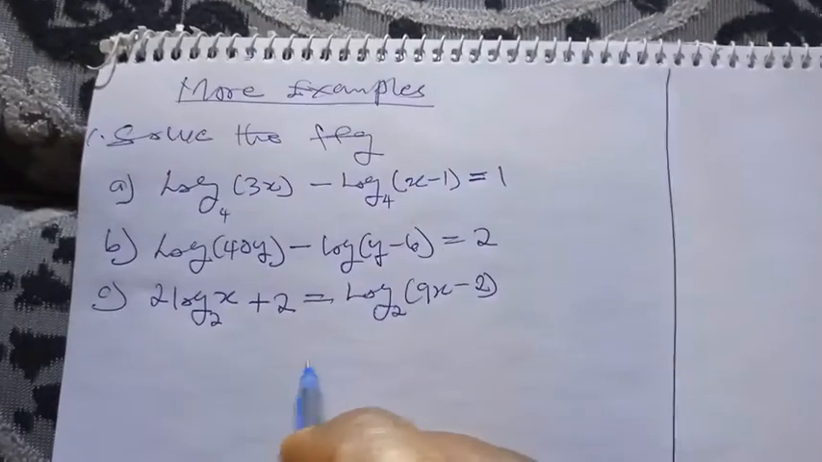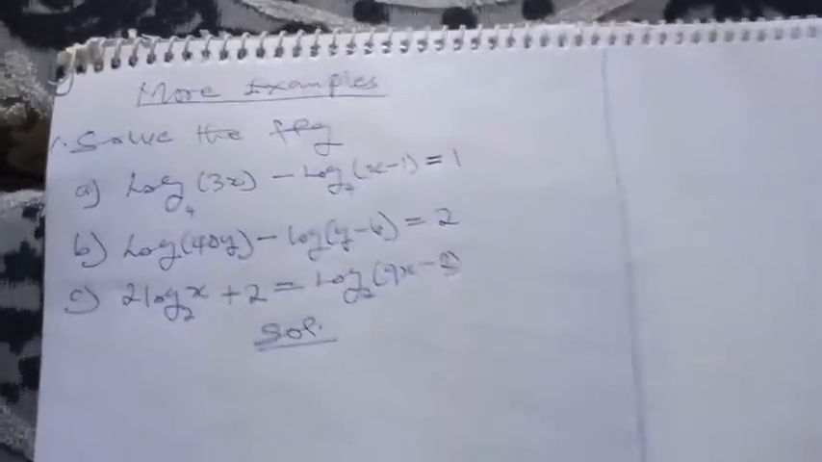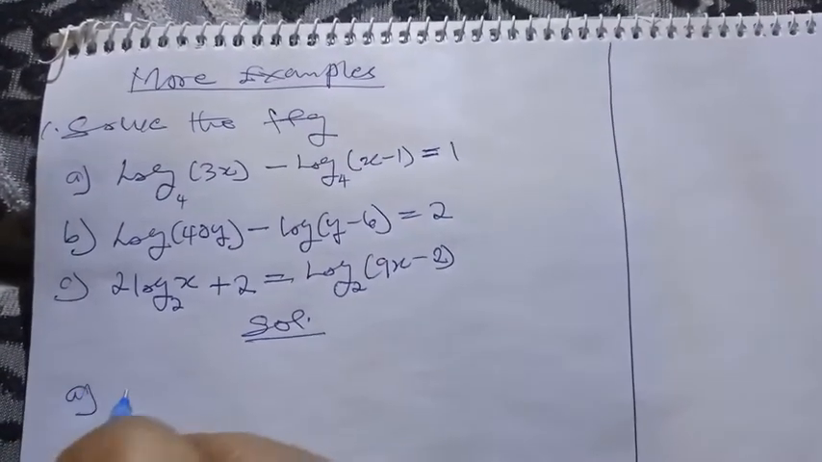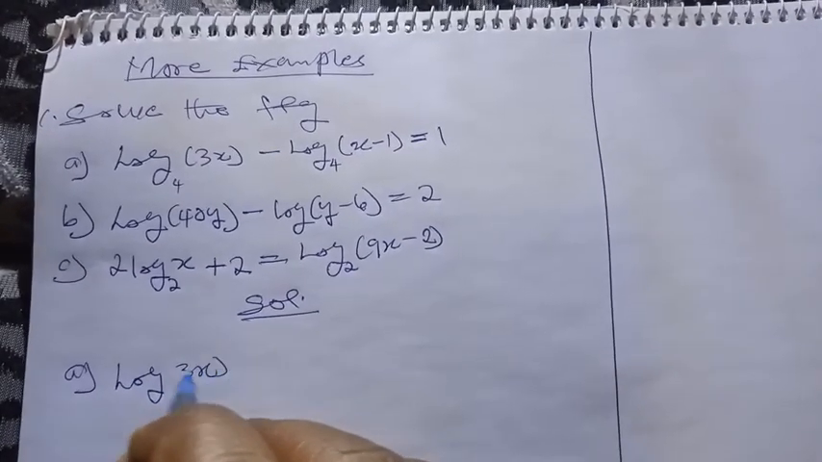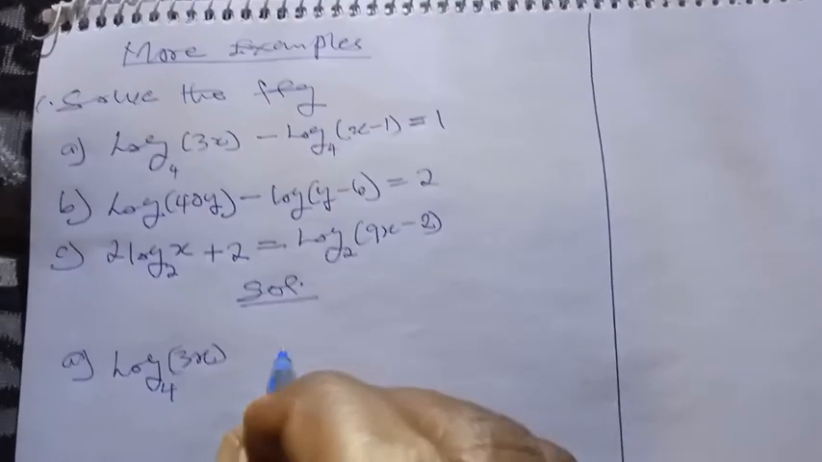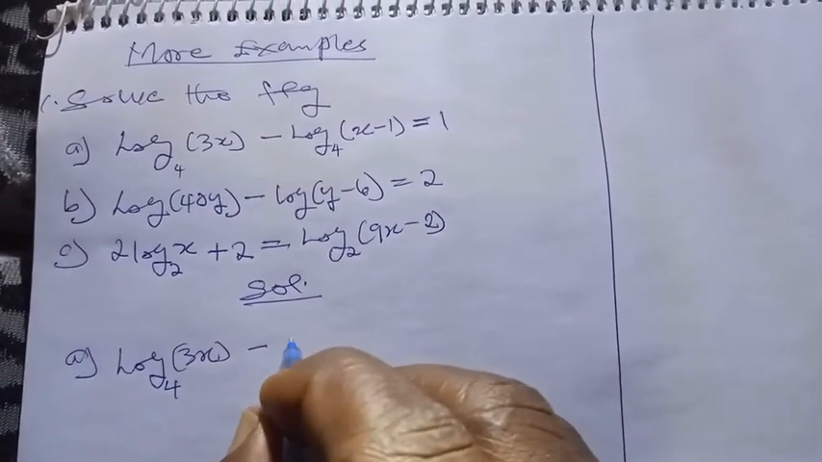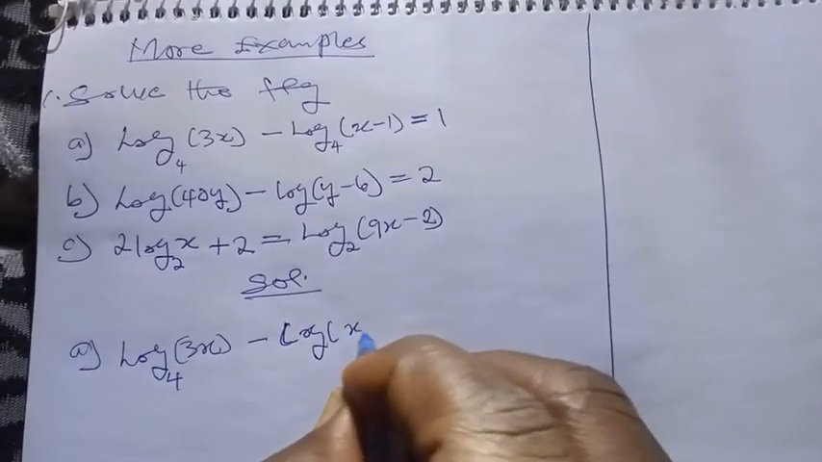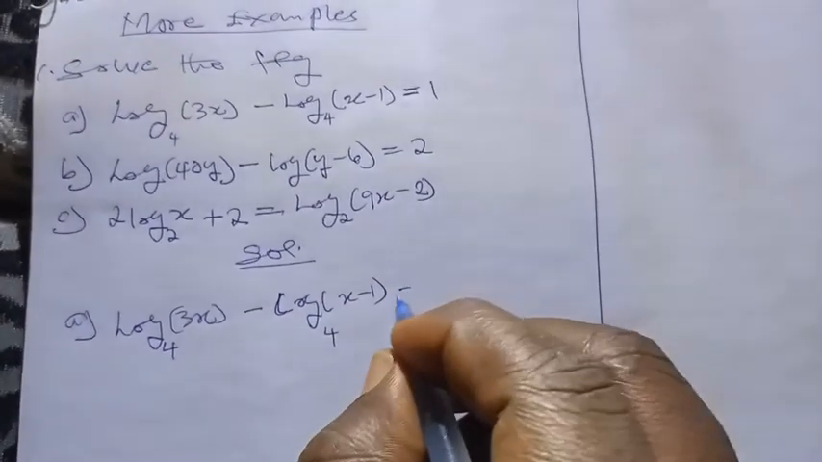Okay, so solution. Let's start with the first one. You have to pay attention to this. All right, we have the first one. What do we have? We have log of 3x, this is to base 4, minus log of x minus 1, this is to base 4 also, is equal to 1.